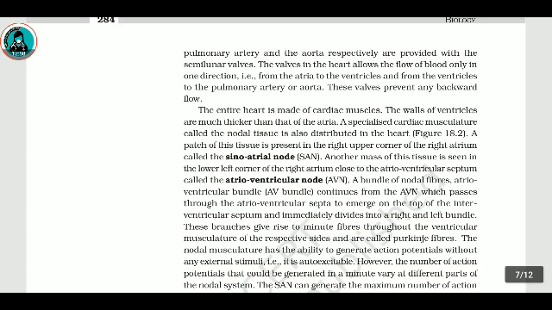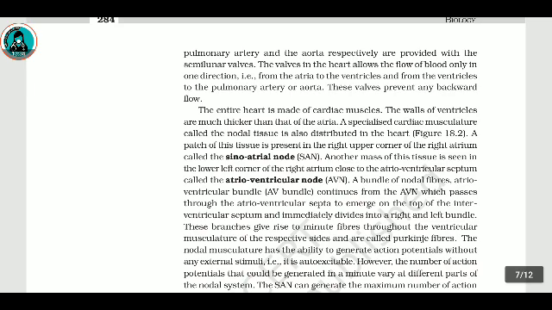A specialized cardiac musculature called the nodal tissue is also distributed in the heart. A patch of this tissue is present in the right upper corner of the right atrium called the sinoatrial node, SAN. Another mass of this tissue is seen in the lower left corner of the right atrium close to the atrioventricular septum called the atrioventricular node, AVN. A bundle of nodal fibers, the atrioventricular bundle, AV bundle, continues from the AVN, which passes through the atrioventricular septa to emerge on the top of the interventricular septum and immediately divides into a right and left bundle. These branches give rise to minute fibers throughout the ventricular musculature of the respective sides and are called Purkinje fibers.